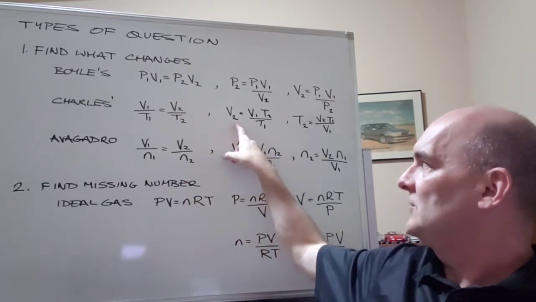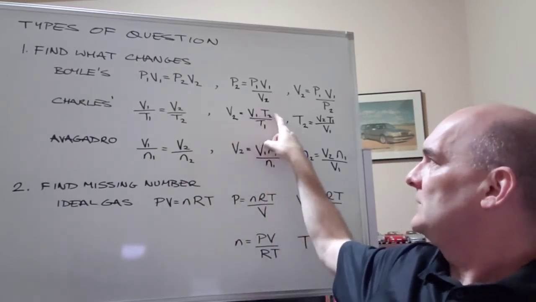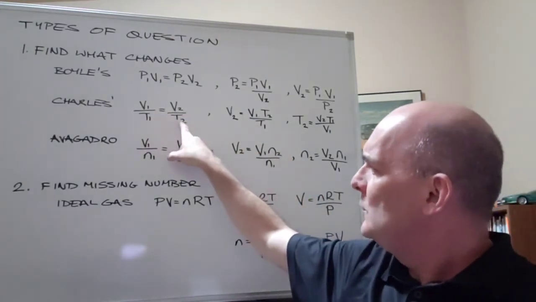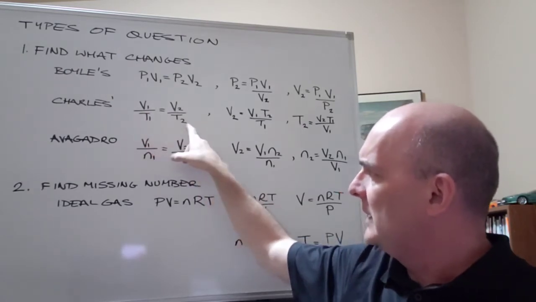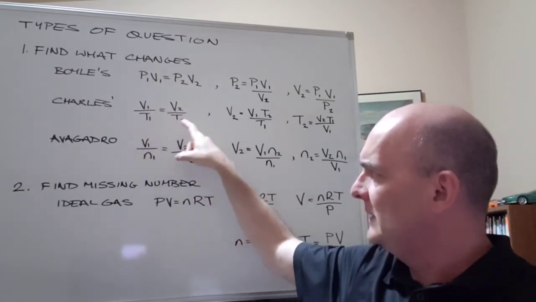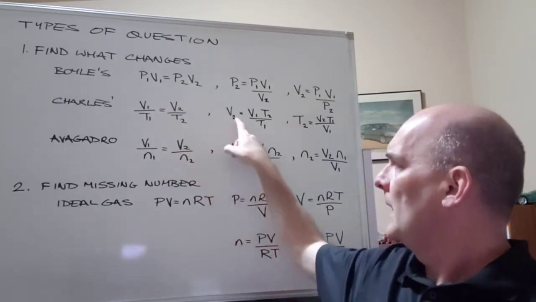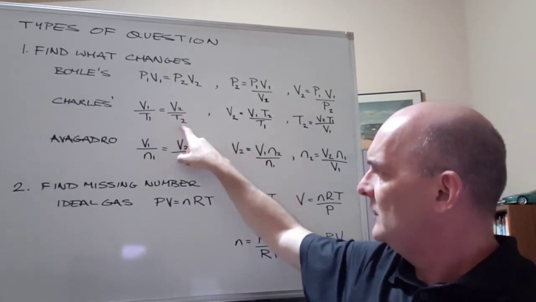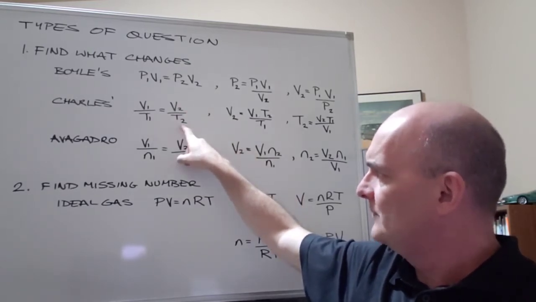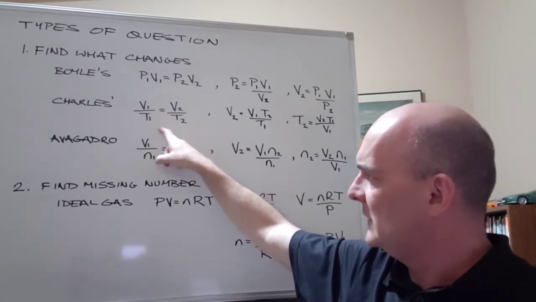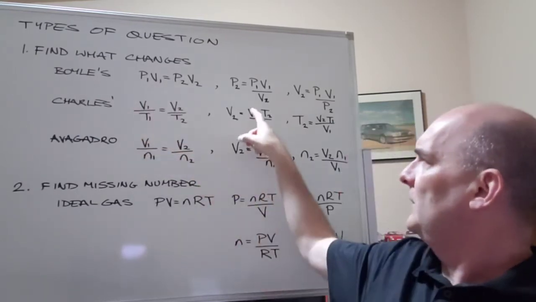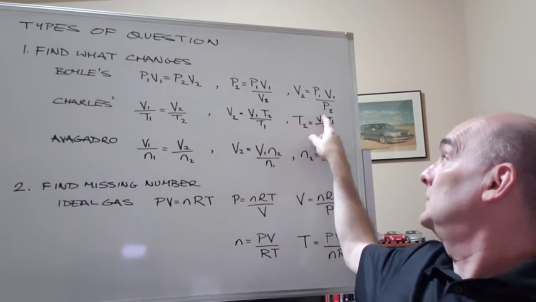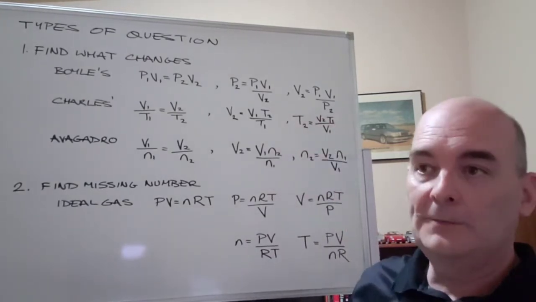And if you want to solve for V2, V1 times T2 divided by T1. Remember, when you move anything across the equal sign, it changes from being a numerator to a denominator, or from being a denominator to being a numerator. So if I want to isolate V2, I have to move the T2 across the equal sign. So it goes from being a denominator on this side of the equal sign to being a numerator. V1 T2 divided by T1. If I want to solve for the new temperature, T2 equals V2 T1 divided by V1.